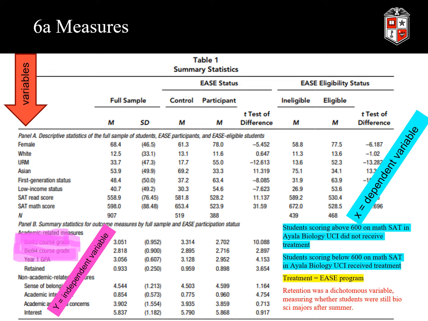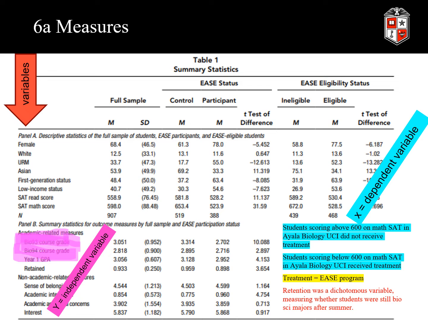Slide 6A, Measurements. This slide has a copy of the table of summary statistics. On the left-hand side, you can see a list in panel A and panel B of the different variables considered by the researchers.